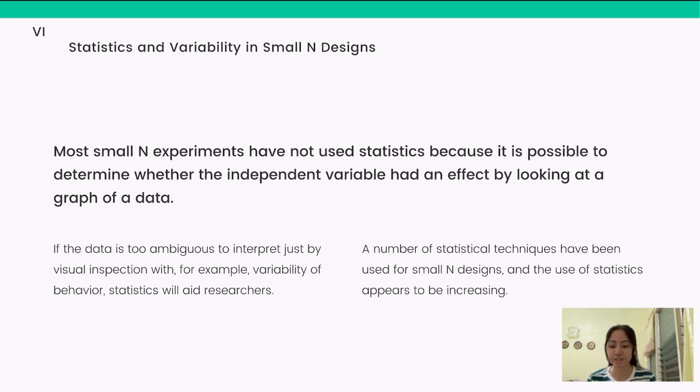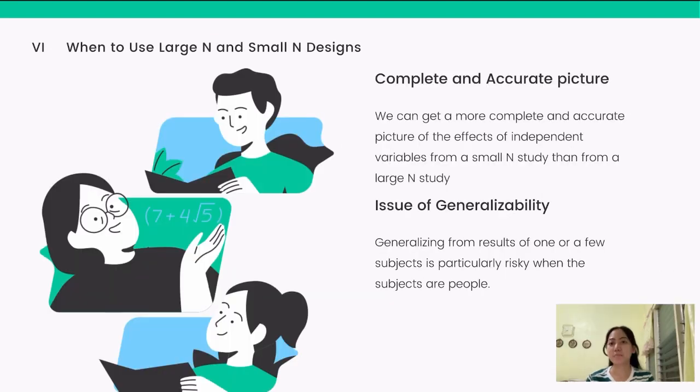A number of special statistical techniques have been developed for small n designs, and the use of statistics appears to be increasing. So the next topic we're going to be discussing is when to use large n and small n design. First, we have complete and accurate picture. We can get a more complete and accurate picture of the effects of independent variables from a small n study than from a large n study.